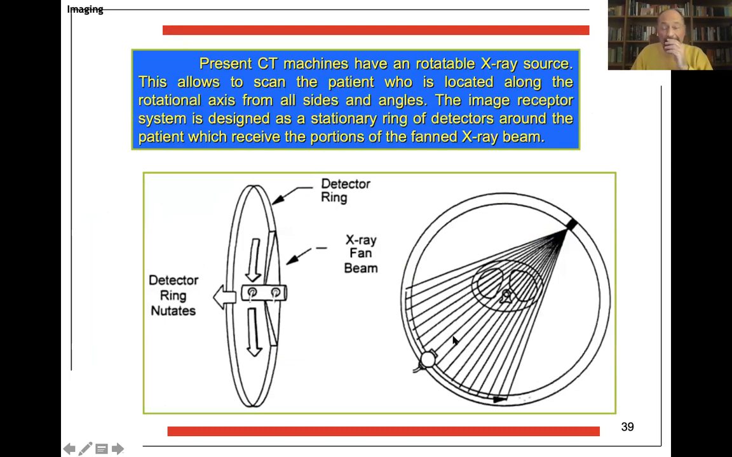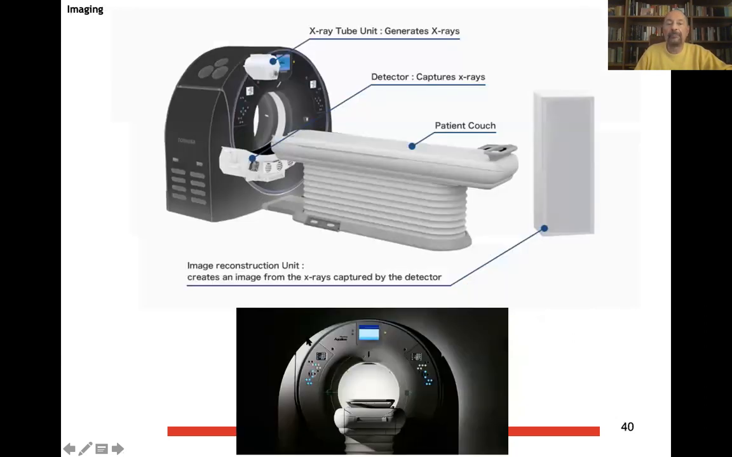However, the present CT machines, all of them, have a rotating X-ray source. This allows you to scan the patient, who is located along the rotational axis, from all sides and all angles. And the detector is designed as a stationary ring, so you have a ring detector around the patient, which receives the portion of the fanned X-ray beam. So you see here is the detector.